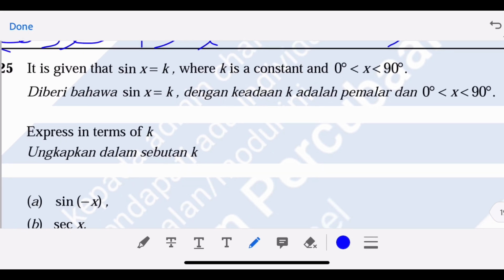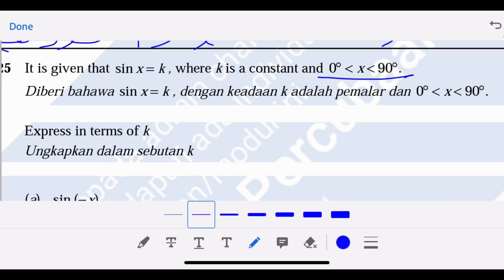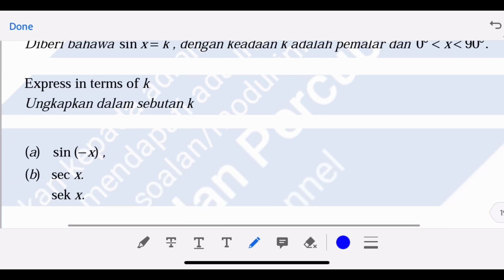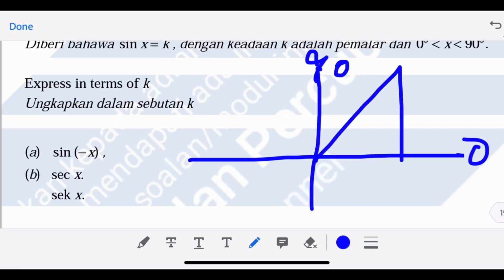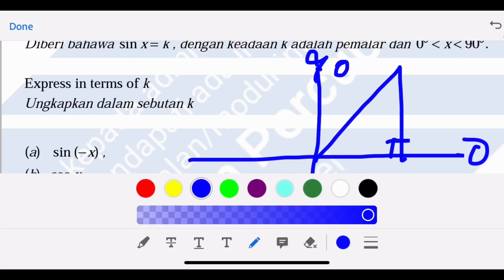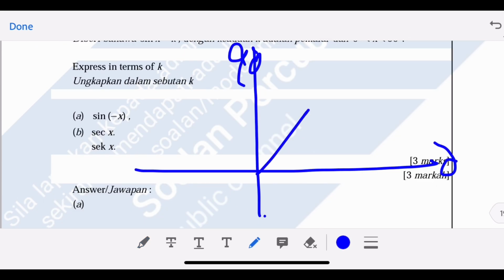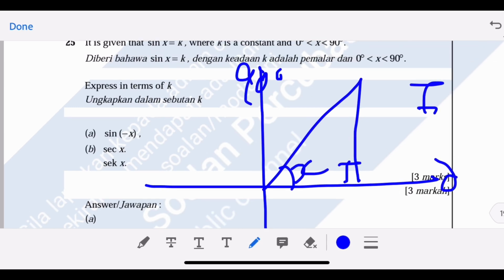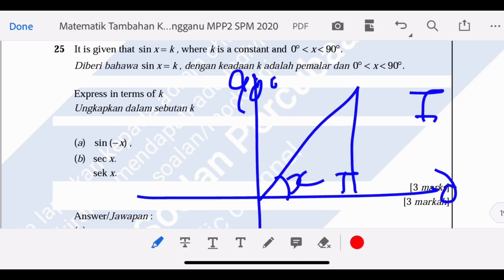Finally, question 25. You're given sine x equal to k. Just now was a trigo equation. This one is a trigo function. For a trigo function, you draw a right angle triangle at the quadrant given. 0 to 90. So you should be very happy because 0 to 90 is positive, happy. So 0 to 90 is the first quadrant, so all the angles for sine, cos and tangent are positive at the first quadrant.